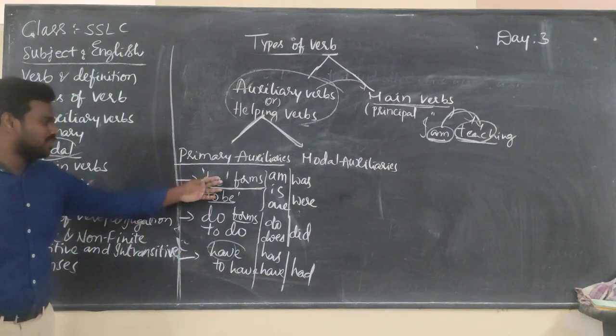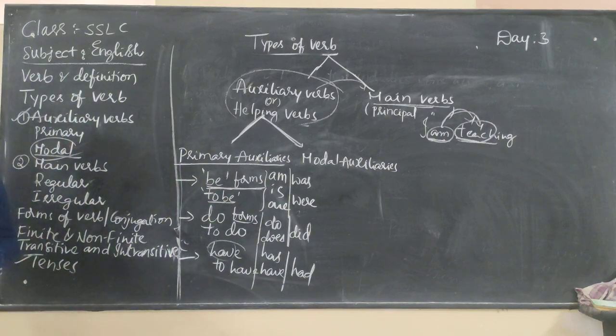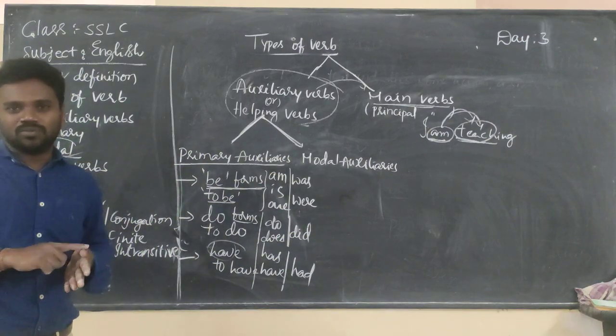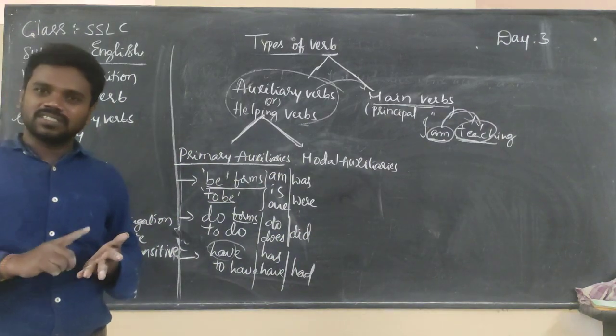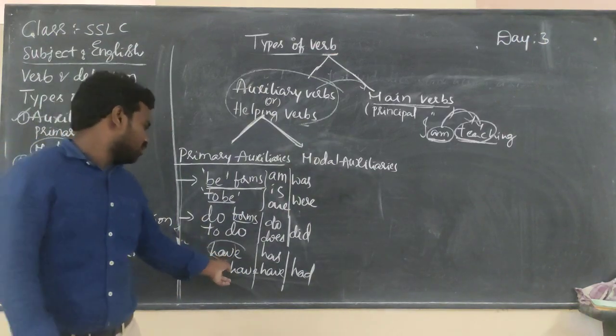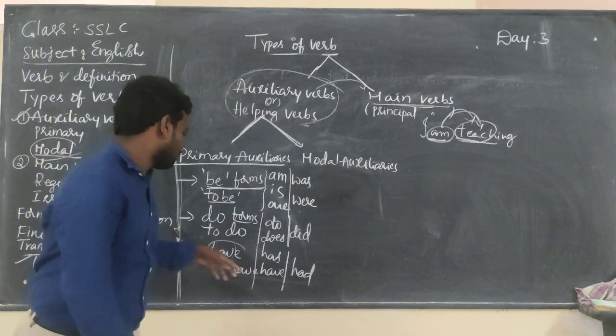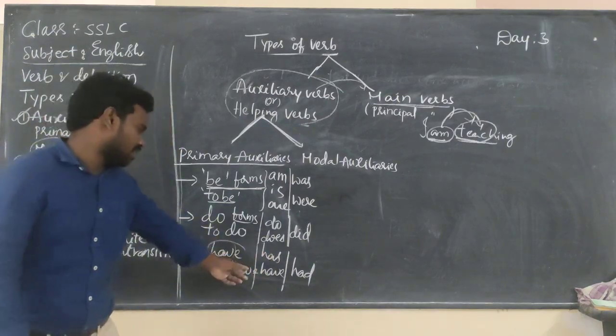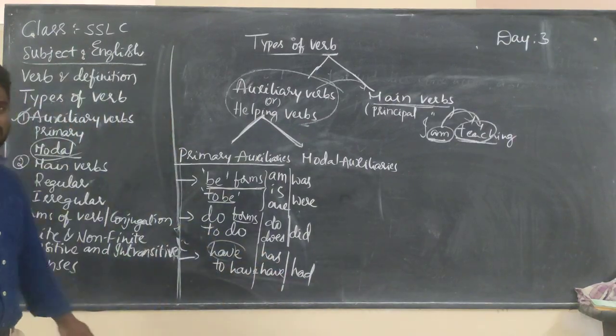So what are be forms here? Am, is, are, was, were. What are do forms? Do, does, did. And what are have forms? Have forms: has, have, had.